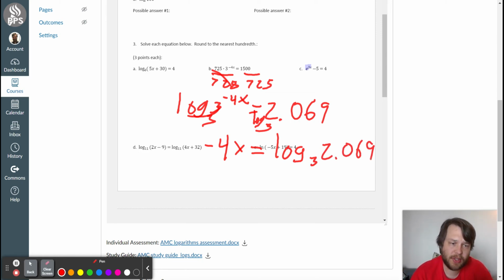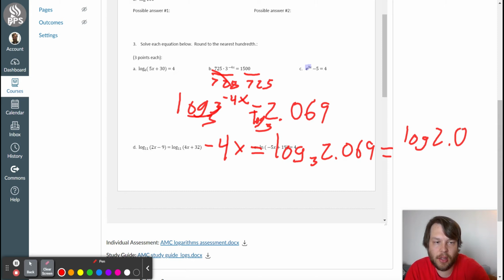Now, at this point, you're going to use the change of base formula. The change of base formula allows you to evaluate a log when a base is not 10. And the way you do it is you just keep the base on the bottom. You rewrite it as log of the input divided by log of the base.